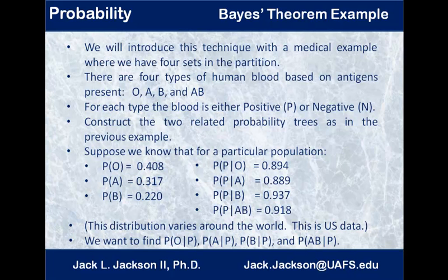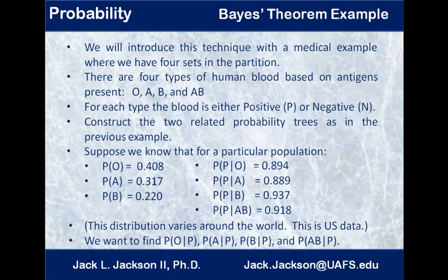Okay, but also blood can be either positive or negative, and really negative you can just think of as not positive. So basically we have this other set, P. If we're going to line this up with the setup of Bayes' theorem, B1 is O, B2 is A, B3 is B, B4 is AB, and then A is our P here, using the letters I had on the previous slide. Now what we want to do is construct the 2 related probability trees as in the previous example. What do we know? Well, we know the probability of O, the probability of A, and the probability of B, and they're given here in the list.